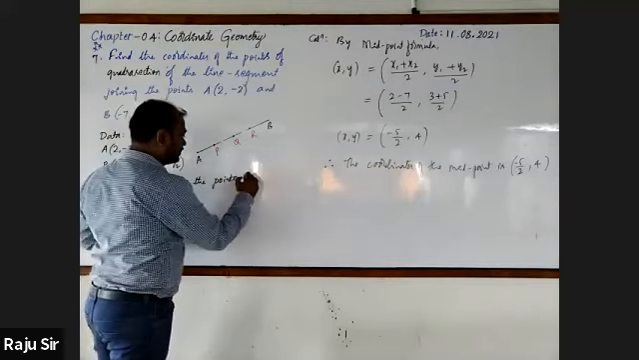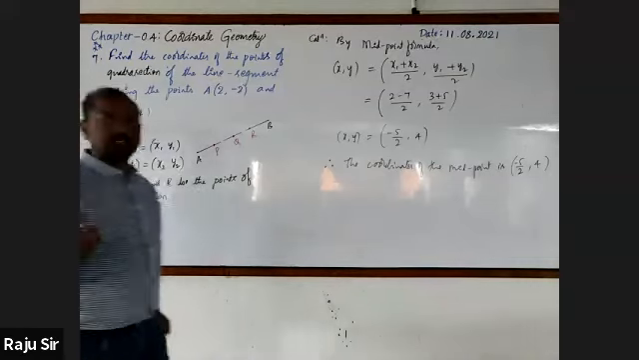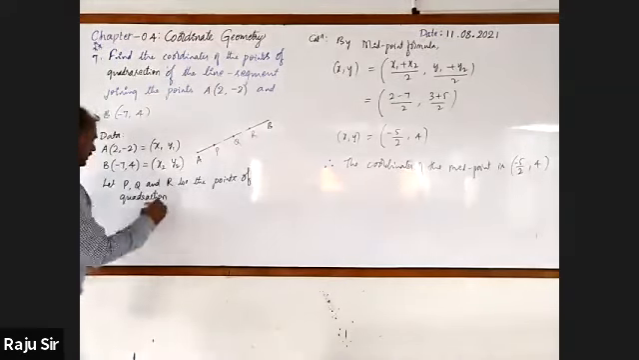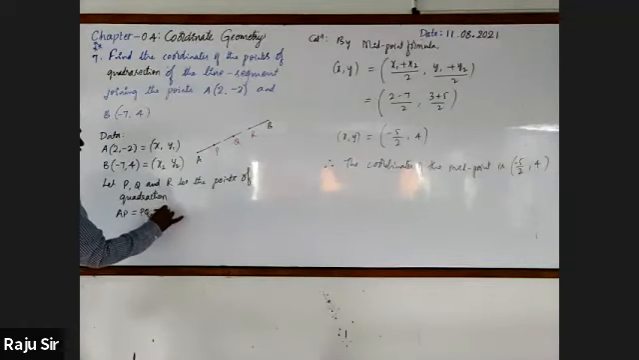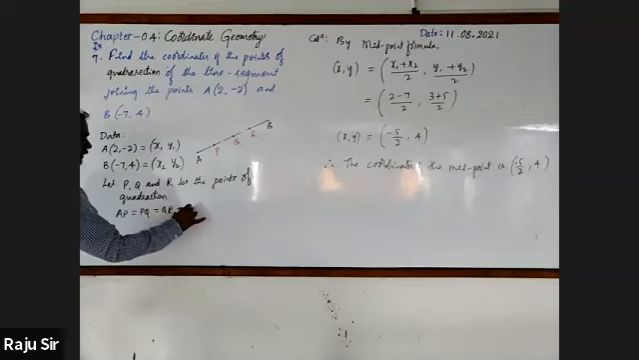What are these? Points of section. Quadrasection. In our exam, they can also ask dividing into 4 equal parts. Quadrasection. Then we can write AP equals PQ equals QR equals RB.